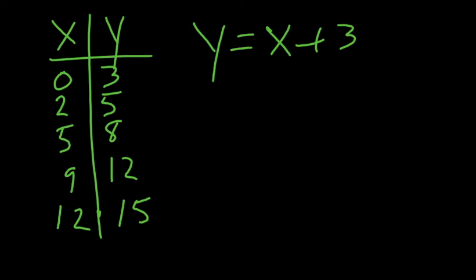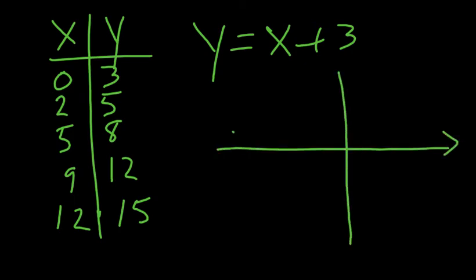So if I put 0 in, I get 3. If I put 2 in, I get 5. If I put 5 in, I get 8. 9, I get 12. 12, I get 15. So that actually works. Sometimes it's hard to find the equation. This one was a really easy one to find. But sometimes it's hard.